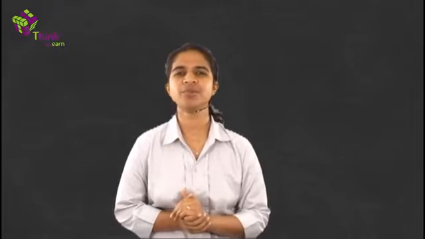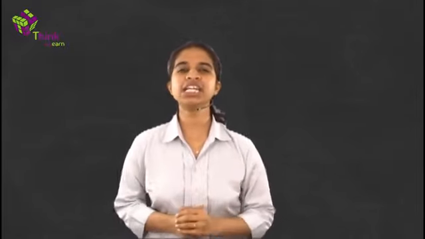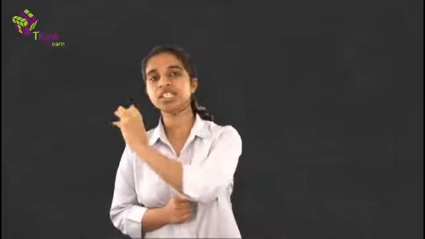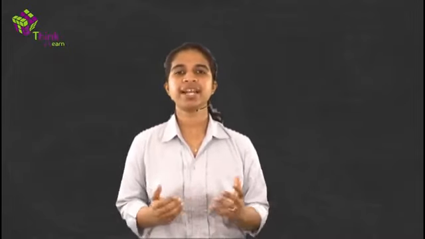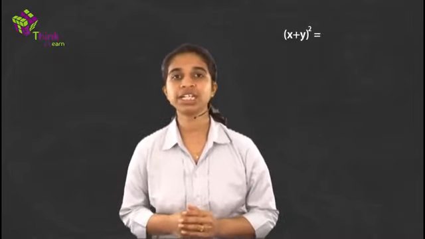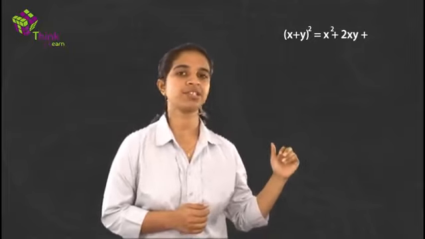Now, there are some identities which can sometimes make factorization of some special type of polynomials really easy. You've already learned some of these identities, the ones we saw right at the beginning of the session, right? x plus y the whole square. What is it? x square plus 2xy plus y square.